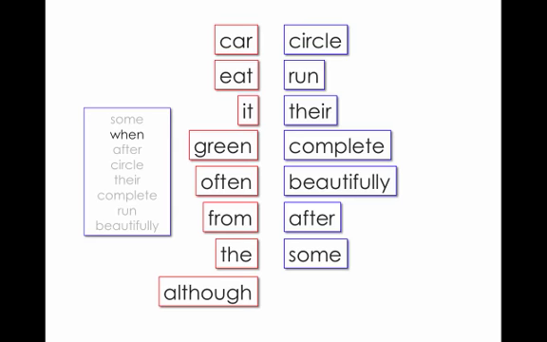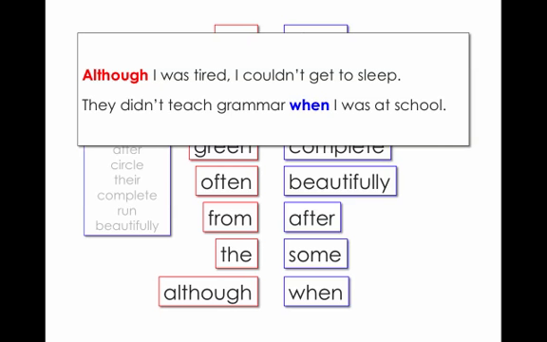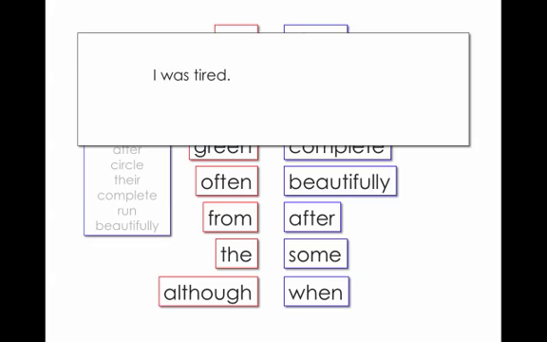Thankfully, the last example isn't quite so abstract, although there's only one more word in the blue box, which is when, so although and when go together, and these are my examples. Although I was tired, I couldn't get to sleep. They didn't teach grammar when I was at school. Now, if you look at these sentences, you can see that you can take shorter sentences from them. I'll show you what I mean. Here's one sentence. I was tired. Here's another. I couldn't get to sleep. We can join those sentences with the word although. Although I was tired, I couldn't get to sleep.